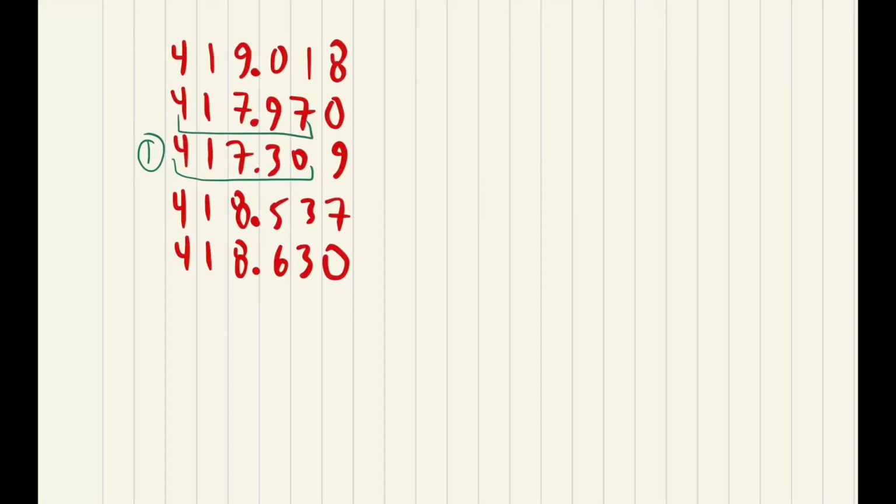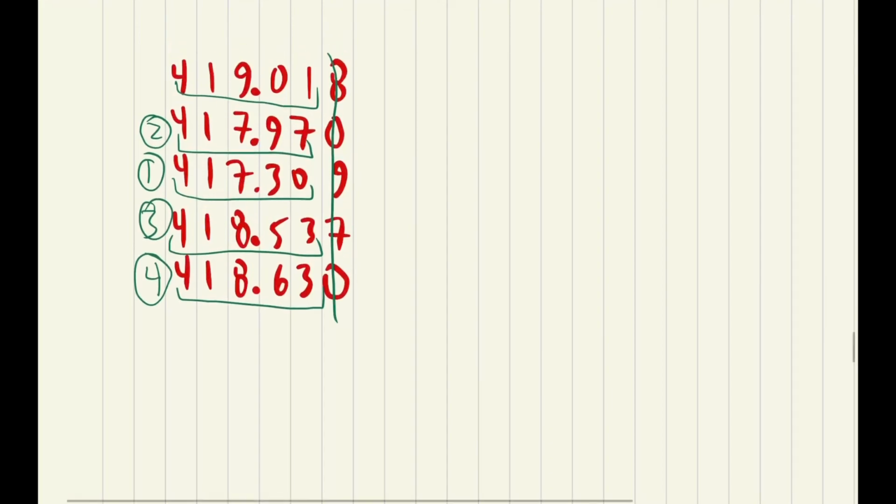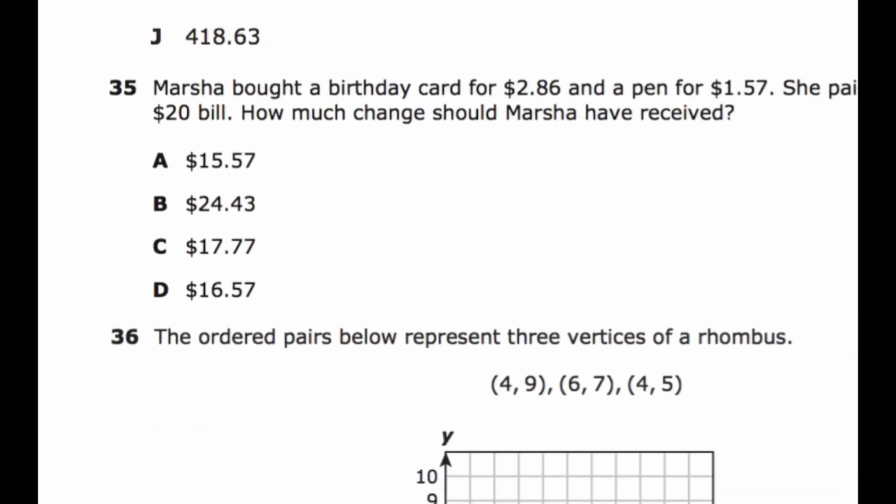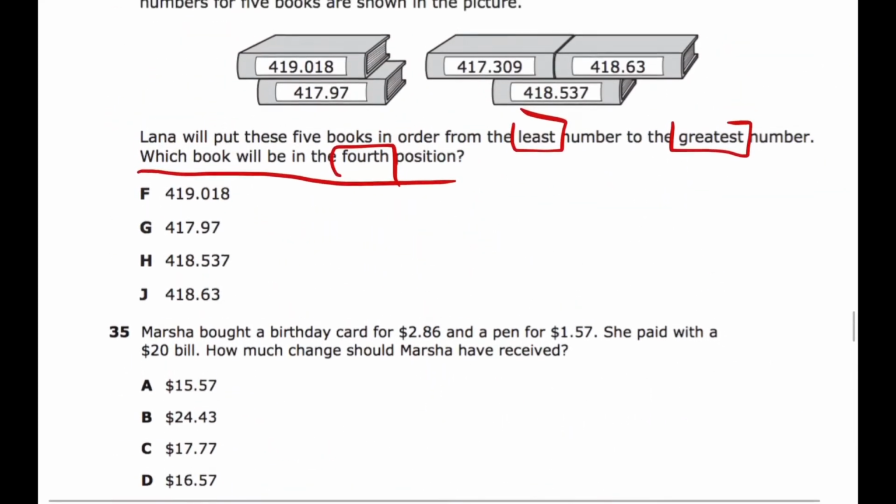$417.97, that's my second smallest. Now I need to go to my $418. So $418.53 is in third place. $418.63 is fourth place. And the largest is my $419.01. So again, I'm ignoring the nonsense. If I don't need that thousandths place, then I'm not going to worry about it. I'll only use it if I need it. So $418.63 is going to be my answer.